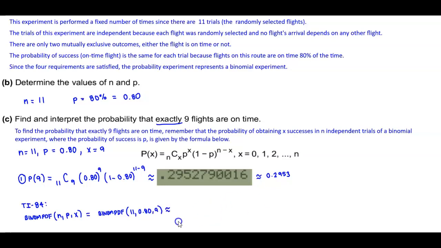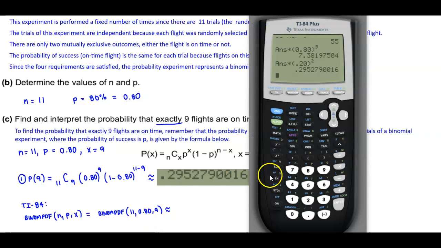So let's go ahead and find that function on the calculator. We're going to go to second, then select distribution, and scroll down, and you're going to see binomial PDF and CDF. PDF is the exact, CDF is cumulative. We're looking for the exact. So we're going to hit enter.